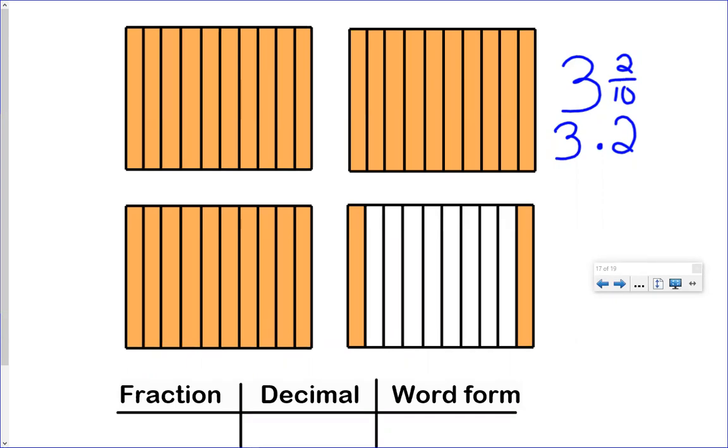Well, look, how many pieces do you see here? 10, right? So if it's in tenths, it's gotta be one number. How many do you see shaded? That's where I'm getting that number from.